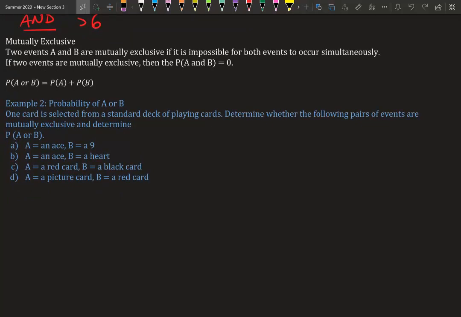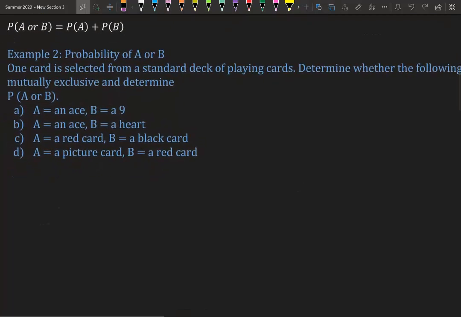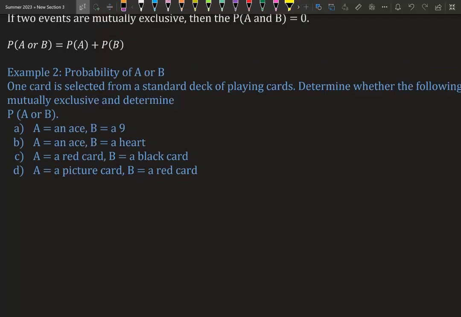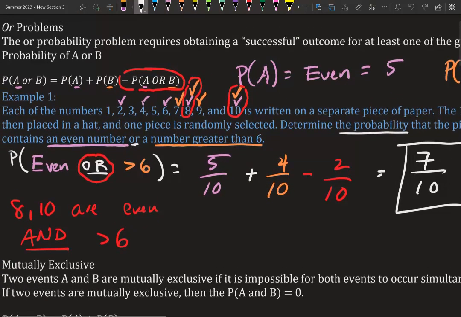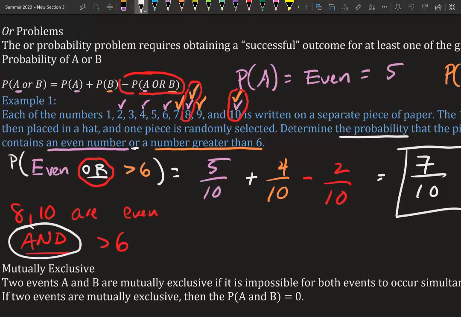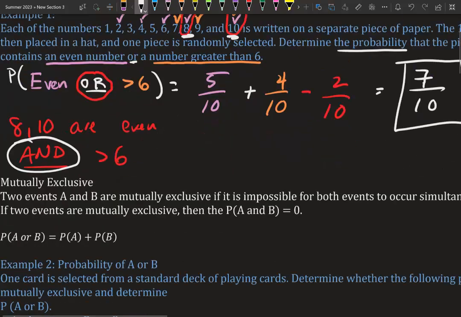All right, so we have another formula for when we don't have to exclude anything. It's the same formula except no minus. P of A or B equals P of A plus P of B. We only have to use the minus part, the part circled in red, if there's an and situation like we had with 8 and 10. If there isn't, you don't need to take out anything. And we're going to practice that through example 2.